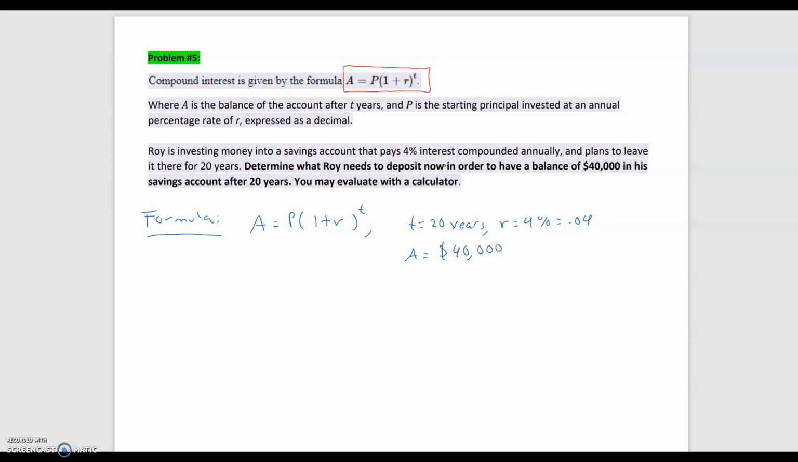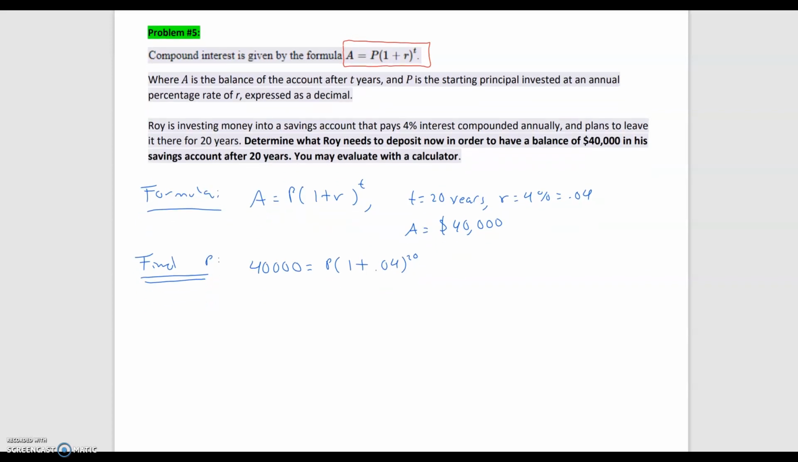So what they want you to find is the principal. They want us to find out how much money to deposit so that given these conditions of the 4% over 20 years and assuming that they're getting a compound interest, it's going to grow to $40,000. So in this case, this is going to be 40,000. This is equal to the principal times 1 plus the interest. I'm just going to rewrite it as 0.04, and this will be raised to the 20th, since we're talking about 20 years.